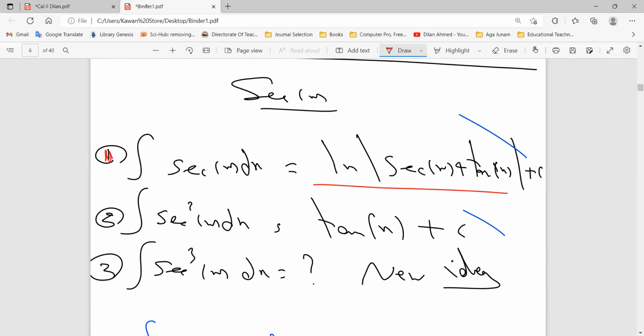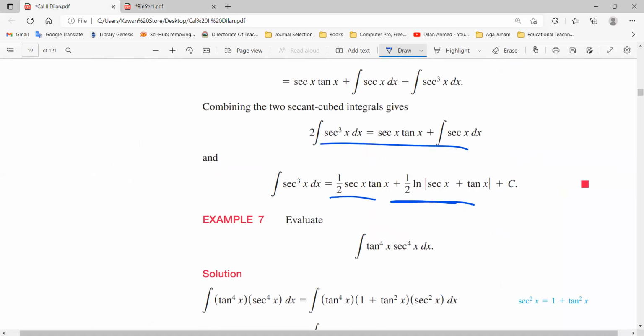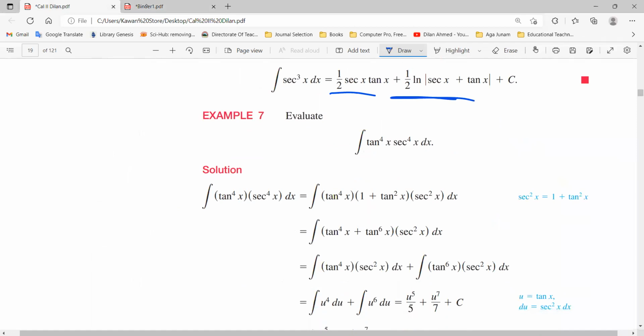Secant, yes, secant is like that. Secant squared, yes, is direct. Secant cubed, no, we cannot solve it directly. So do you have any question?